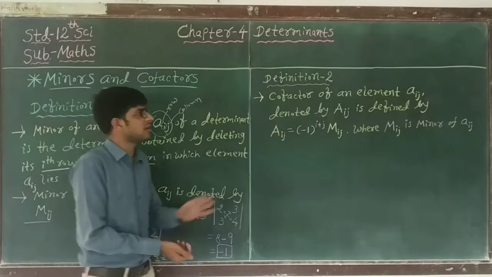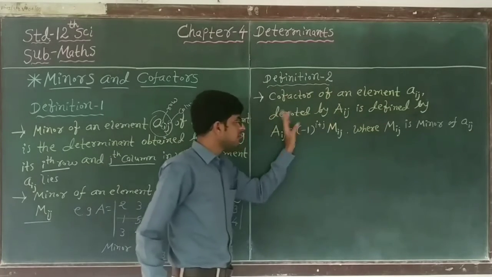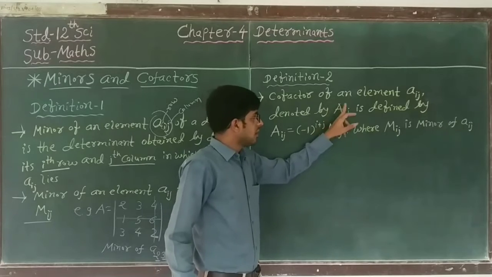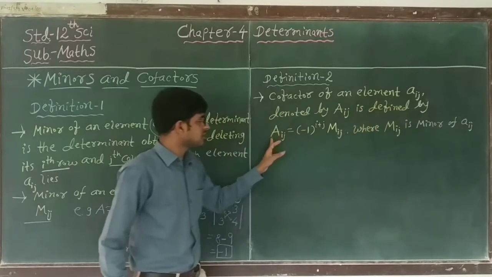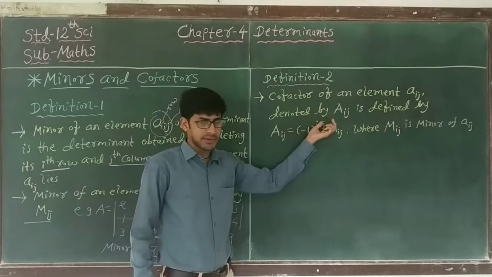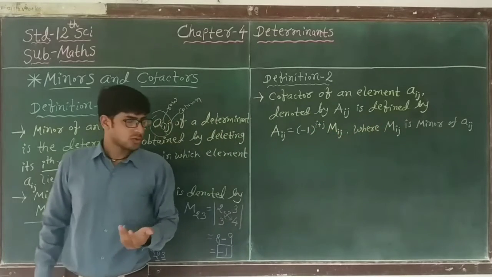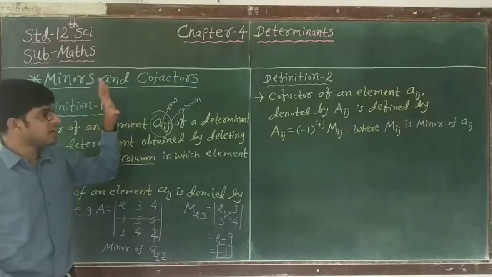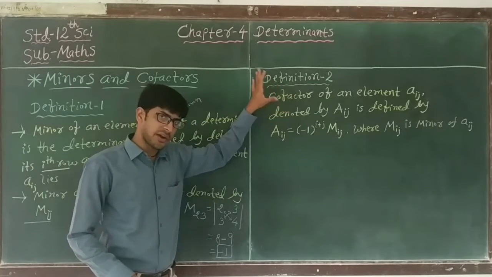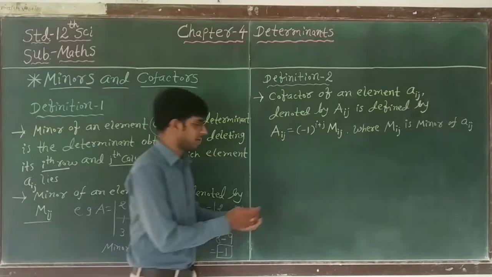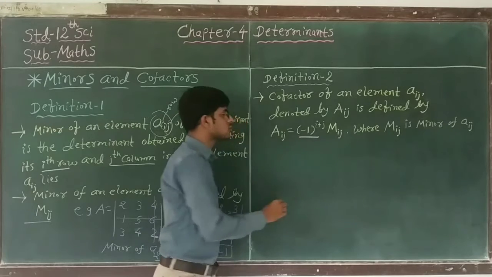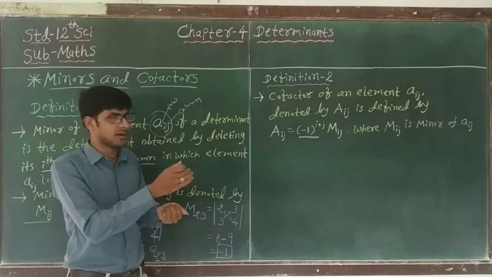Now definition 2 gives the cofactor of an element. The cofactor of an element Aij, denoted by capital Aij, is defined by Aij equals minus 1 raised to i plus j into Mij, where Mij is the minor of Aij. So whenever we have to find the cofactor of an element, first we have to find the minor, then multiply by minus 1 raised to i plus j.